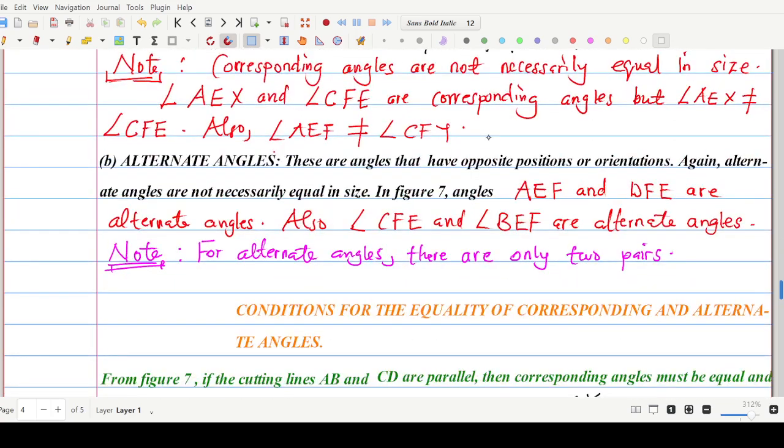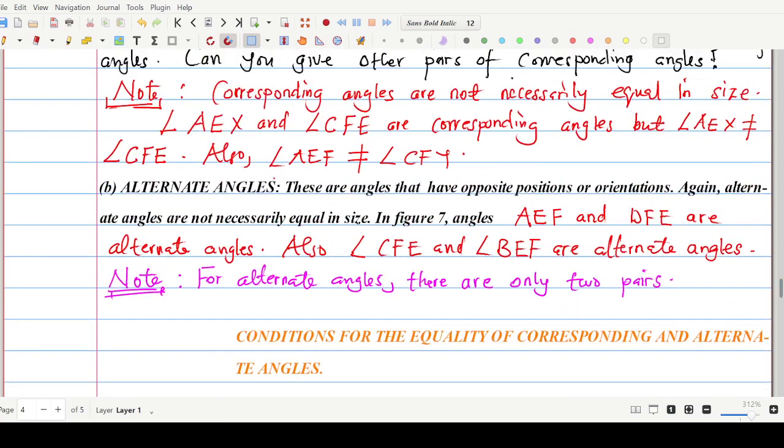Now we are done with the definition of alternate angles. So now the question will naturally arise in your heart: what is the condition for corresponding angles to be equal, and what is the condition for alternate angles to be equal? Once again, the fact that angles are alternate does not mean that they are equal. Take note of that.